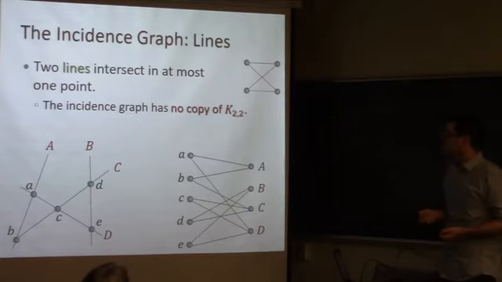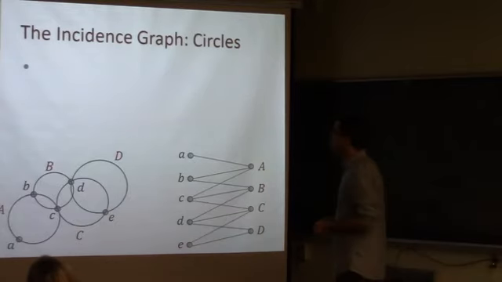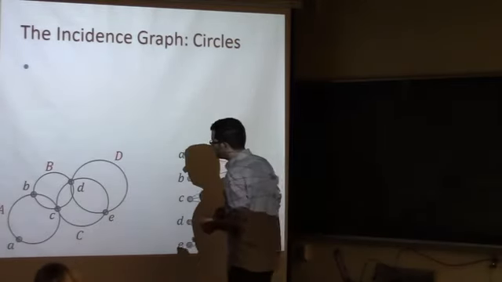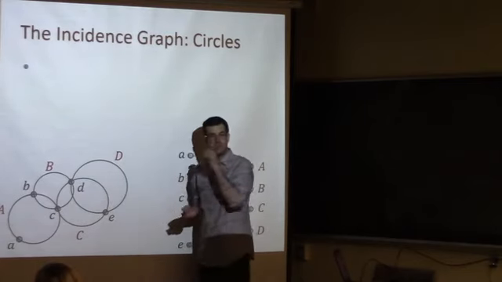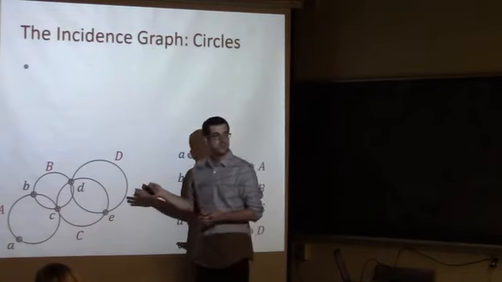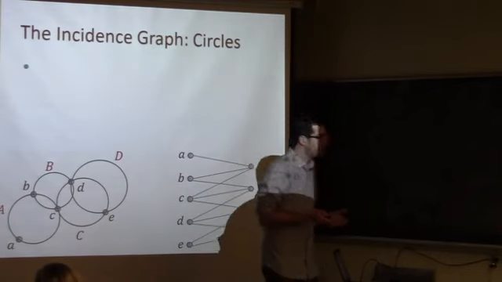Let's try something a bit different. Let's say we have circles. Instead of lines, we have circles. So now we can have K22. We can have 2 points with 2 circles through them. I can have infinitely many circles through 2 points. But we can still say something about the incidence graph.